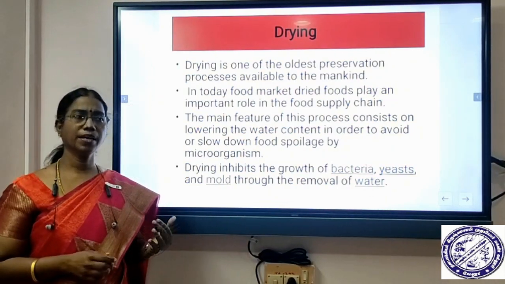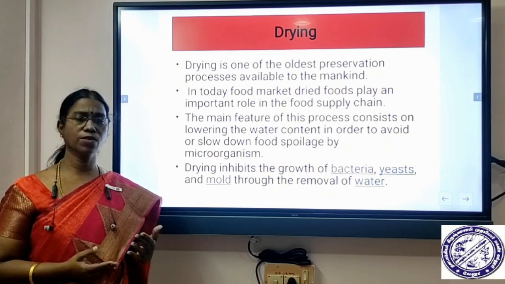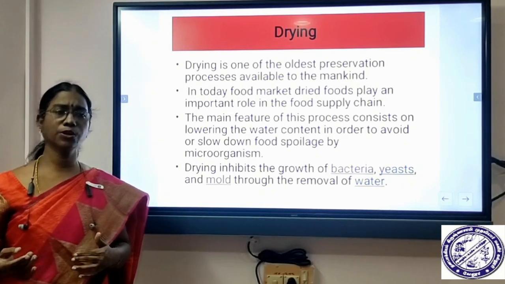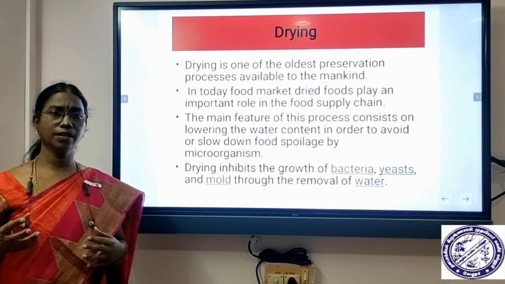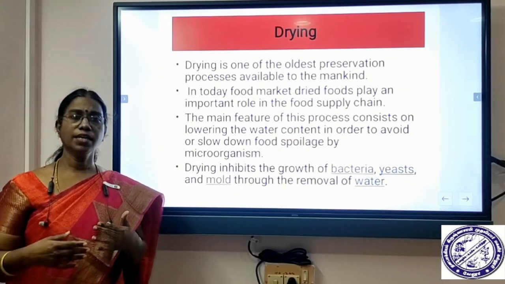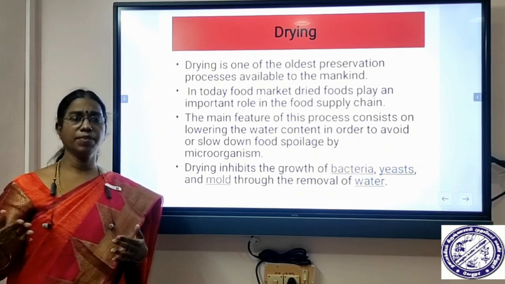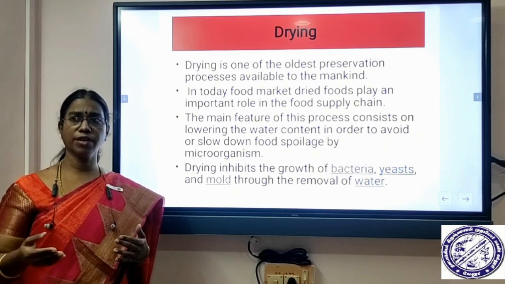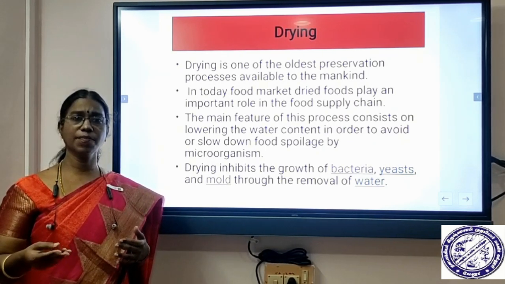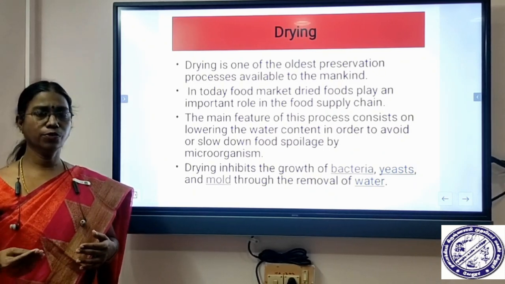So the drying method can be done either by the natural method, like solar drying or sun drying, or by mechanical methods, where mechanical dryers are used. Mechanical dryers provide heat to the food, which is a rapid method. The natural method, solar drying, takes time. It takes a few days for drying, whereas mechanical drying gets completed within a few hours because of the heat provided to the food.